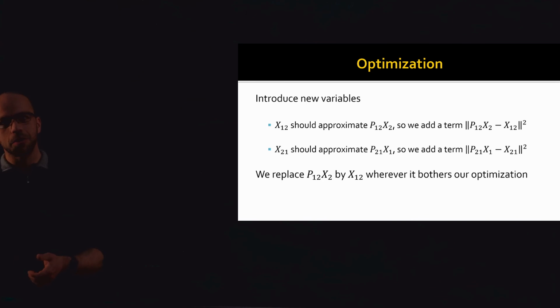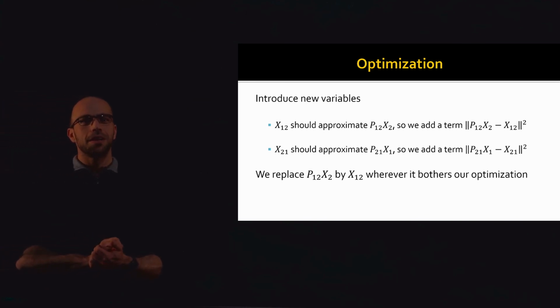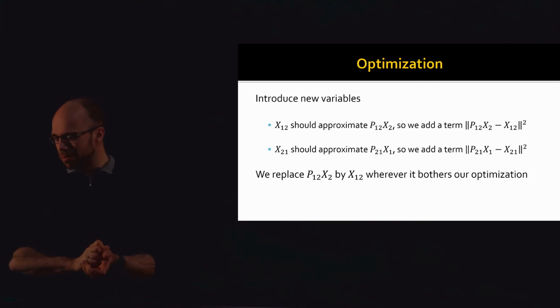So to add a little more detail here, we're going to add a new variable like X12 and X21, which are exactly the definition that I mentioned before. And essentially, we're going to just make that substitution anytime our optimization problem is hard to solve.